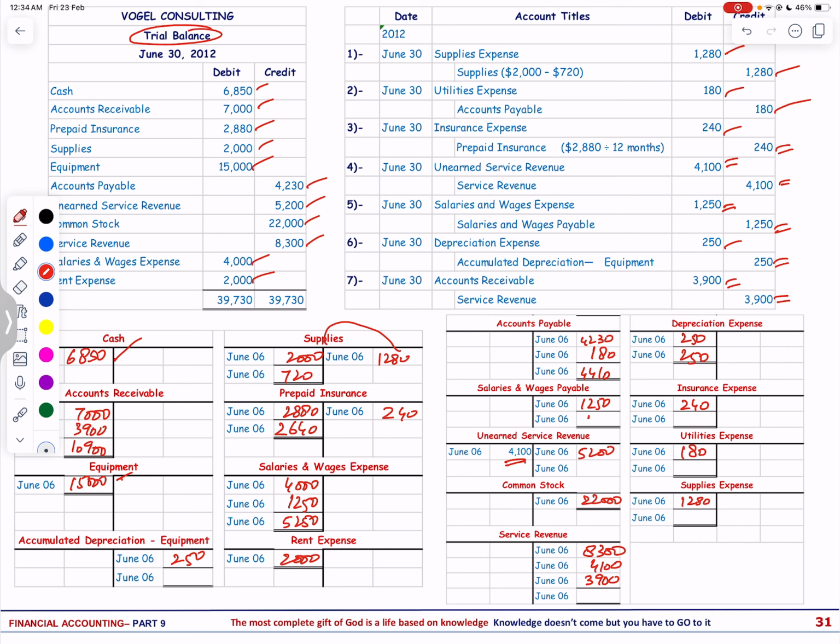Wages and salaries 1250. Insurance 240. Unearned service revenue will be how much? 5200 minus 4000, that is 1100. Utilities will be 180. Common stock is correct. Supplies 1280, and service revenue will be 16300.